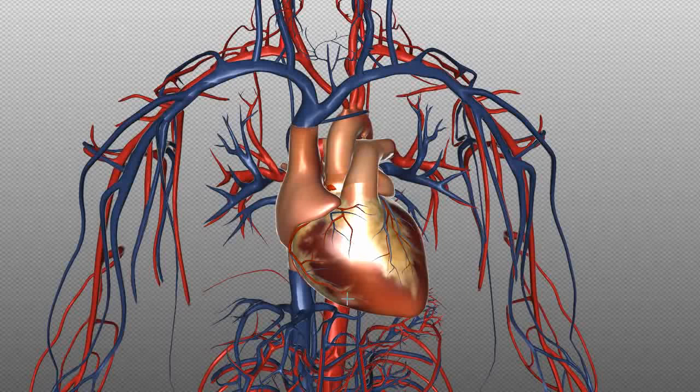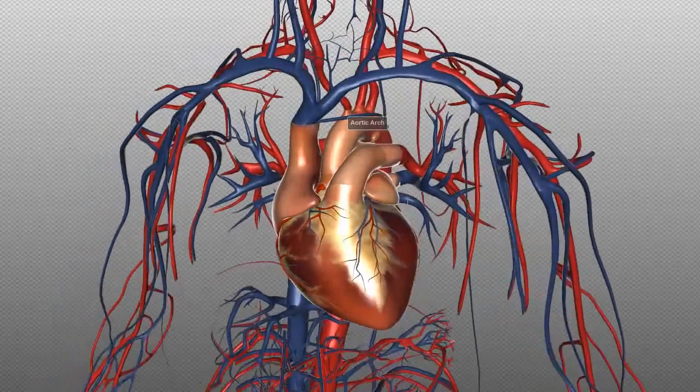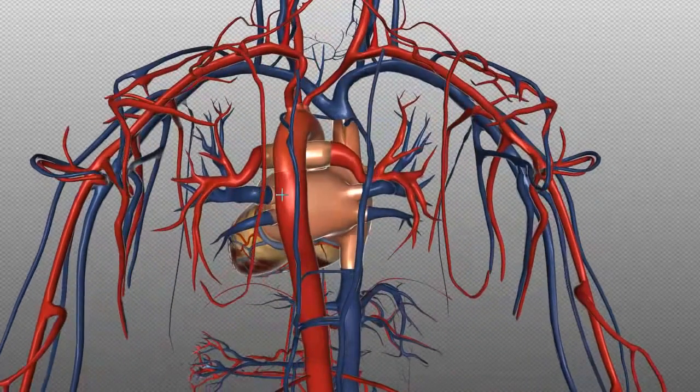So the great vessels are those vessels which take blood directly to the heart and take blood directly from the heart. So you've got 4 great vessels. You've got the vena cava, you've got the pulmonary trunk, the aorta, and you've got the pulmonary veins.